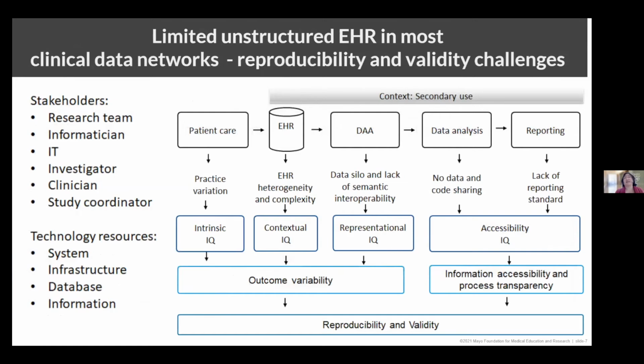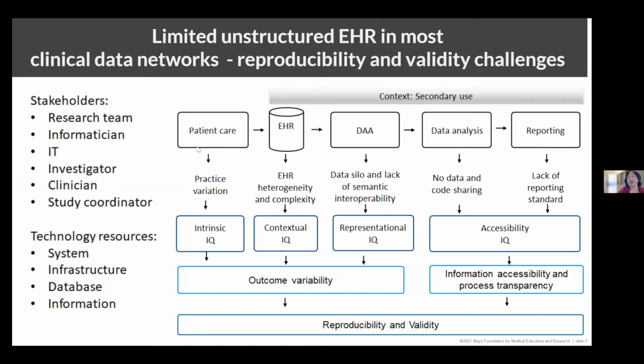This next slide keeps emphasizing the reproducibility and validity challenge associated with secondary use of EHR for clinical research, as well as for predictive modeling. We are missing the contextual information about the structured data, which most of the time is available in unstructured documents. But getting unstructured documents from the secondary use perspective, we face a lot of challenges. There are different stakeholders we need to tap into, and different technology resource challenges related to system infrastructure, database, and information.